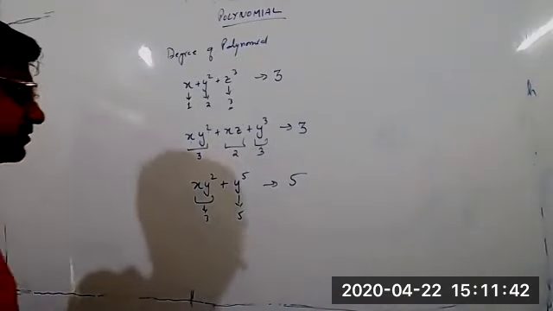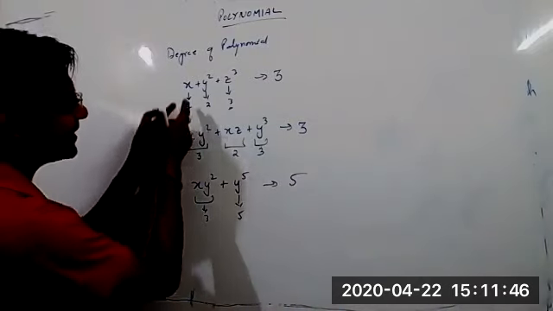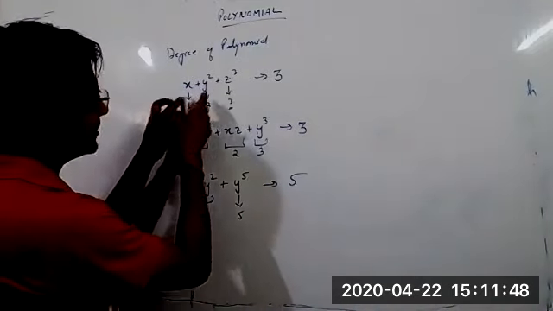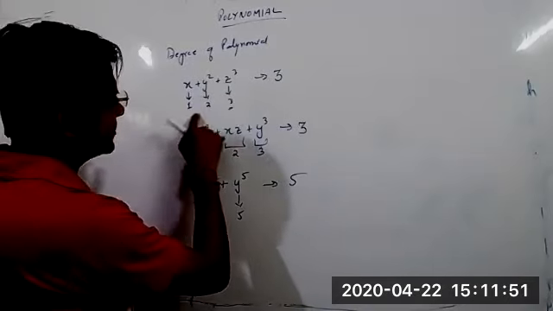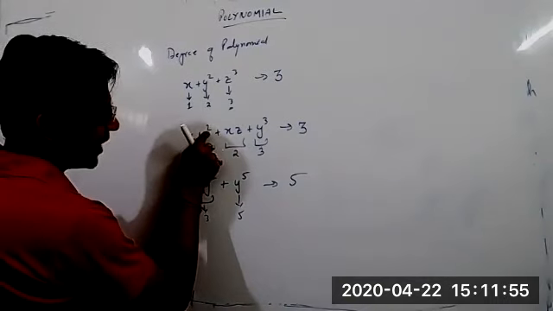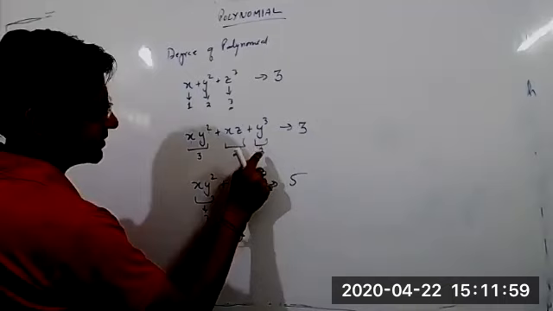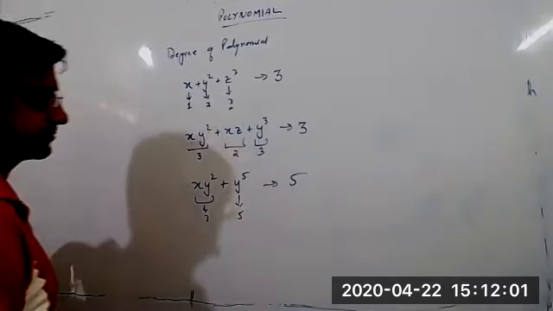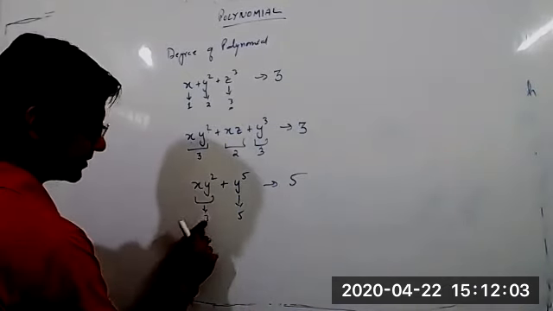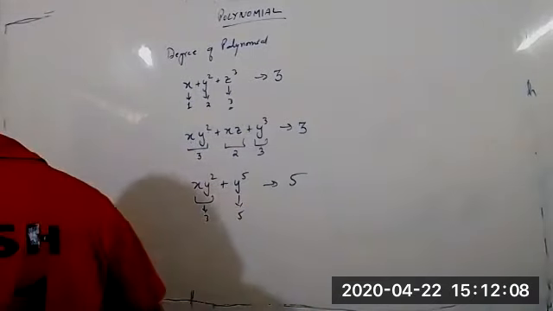So degree of a polynomial is what? First take all the terms' powers, write them and see which one is highest. This is highest, write it. When there are two variables, you have to add the powers. 2 plus 1, 3. 1 plus 1, 2. 3, 3. Write 3. Third one, 2 plus 1, 3. 5, 5. Write 5. So the degree is like this. You have to write it.